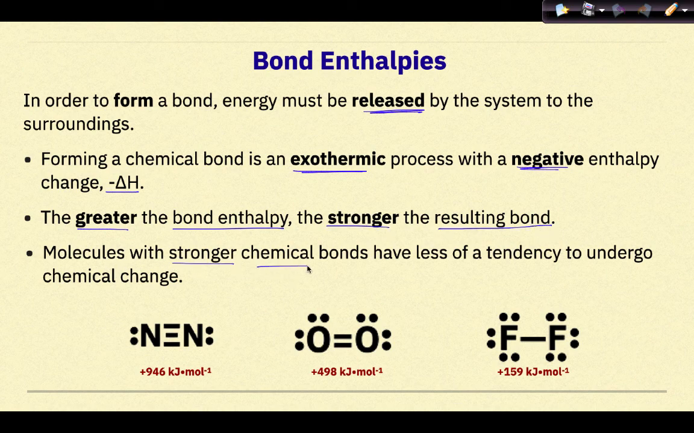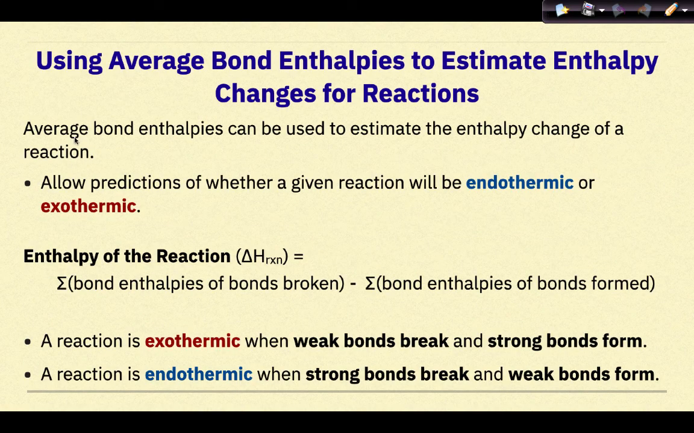Molecules with stronger chemical bonds have less of a tendency to undergo chemical changes. So we can see these in the bond enthalpy values here on the bottom. A nitrogen molecule with a triple bond has a bond enthalpy value of 946 kilojoules per mole. Diatomic oxygen is 498 kilojoules per mole, and a single bond in diatomic fluorine has a bond enthalpy value of 159 kilojoules per mole. Average bond enthalpies can be used to estimate the enthalpy change of a reaction.